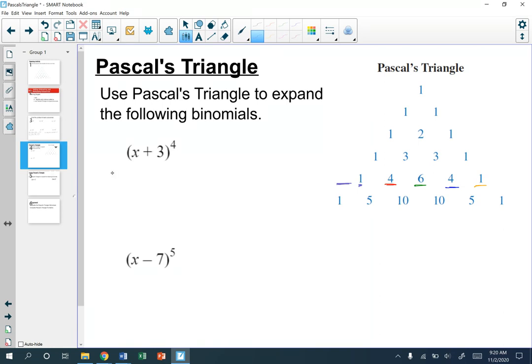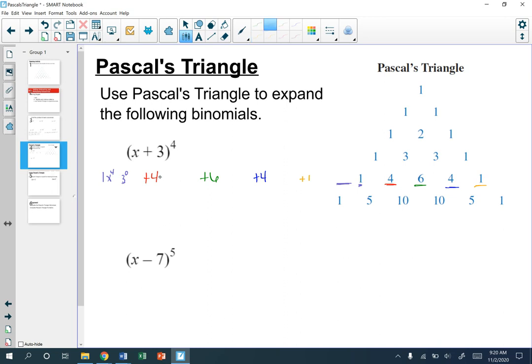There. So I just have 1 plus 4 plus 6 plus 4, and then lastly the plus 1. So now I'm going to go ahead and fill in. It would be my x to the fourth and my 3 to the 0, because remember, those exponents need to add to be 4 in this case.